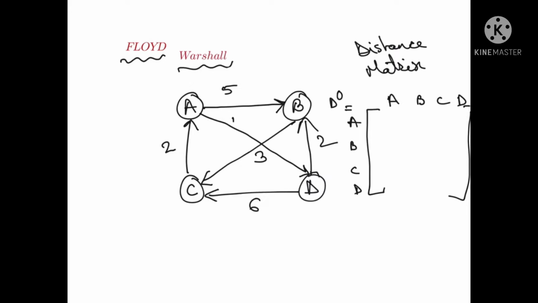Now when you observe, from A to A you are at the same place, so this will become 0. Same way, B to B is 0. C to C, you are again at the same place, so it will again be 0. And D to D will be 0. So now you know that diagonally all the elements will be 0. You can just remember this for your reference. Alright?